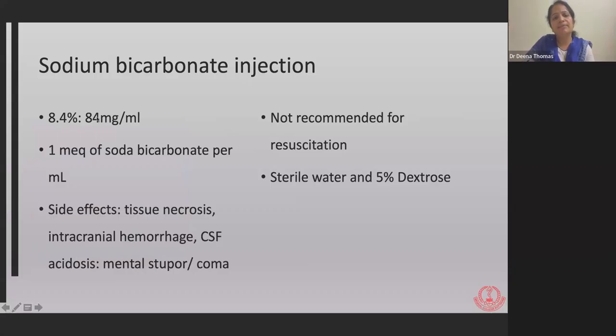Okay, so the concentration is 8.4%, which is 84 milligrams per ml. 1 milliequivalent of soda bicarb is present per ml. And side effects are tissue necrosis, IVH, CO2, CSF acidosis, mental stupor, coma, and it is not recommended for resuscitation.